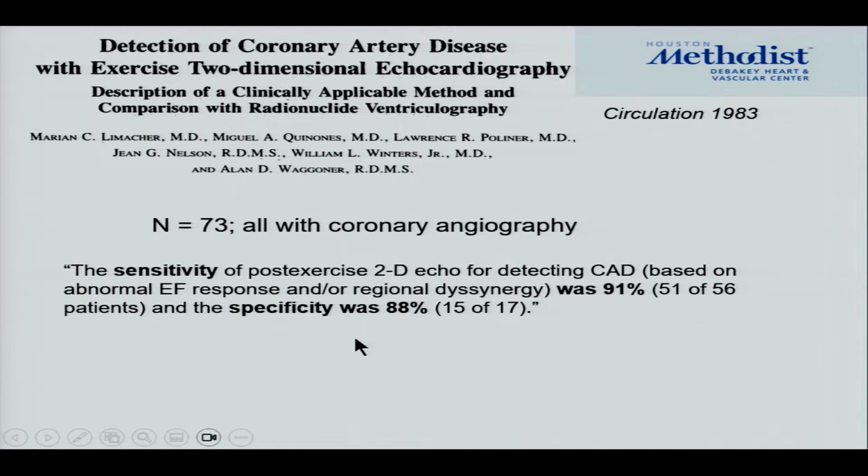And these were obviously well-selected patients. They all had symptoms requiring, they were already going to go to the cath lab. So obviously, this is not necessarily your general public type of data, but it was very important because it was a study that was fairly well done and put the technique on the map.